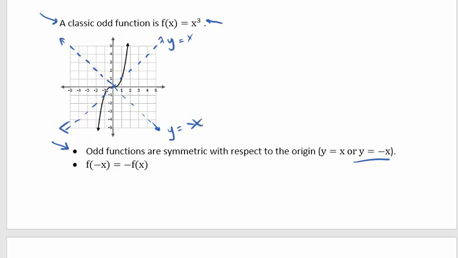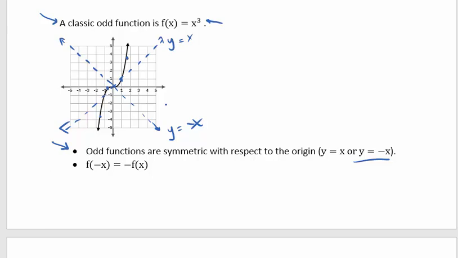Notice if I reflect this point across the line y equals negative x, I'll get this point here. And you can see, if I took this point down here and reflected it across, I'm getting this graph across the line y equals negative x here.